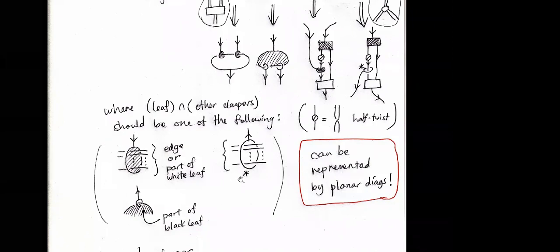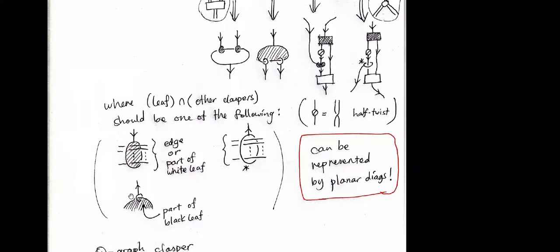And similar for a white marked leaf. These two objects go to two-spheres in a four-manifold. So they are similar. And a white leaf can intersect a part of a black leaf like this, in this pattern. This mark, this symbol, denotes a half twist. This is the definition of our claspers.